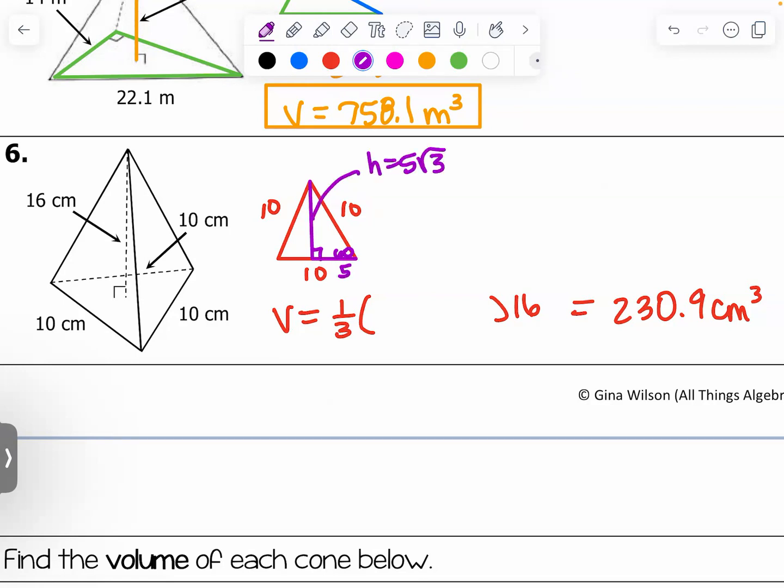Awesome. So the area of our base is 1/2 times 10 times 5 radical 3. This is very similar to the problem that Sam asked about from our homework, number 11 from yesterday, except it is a pyramid instead of a prism.